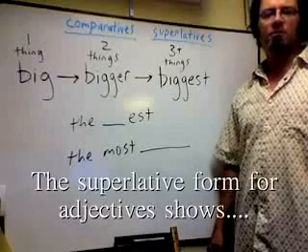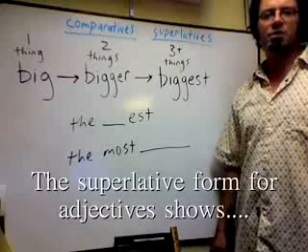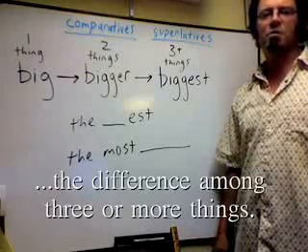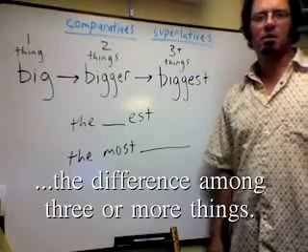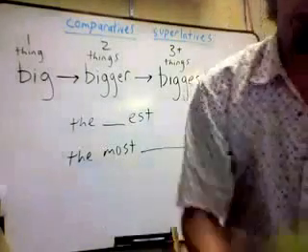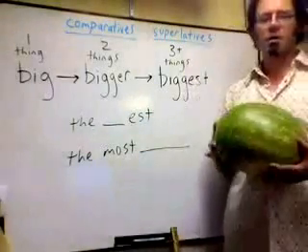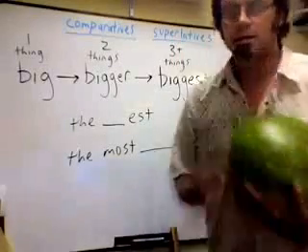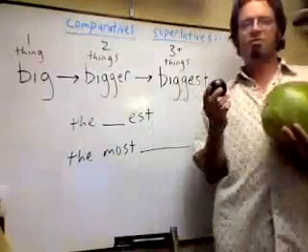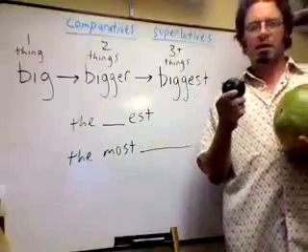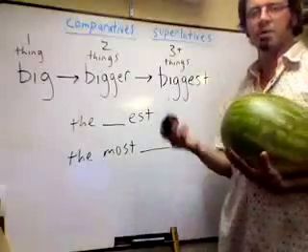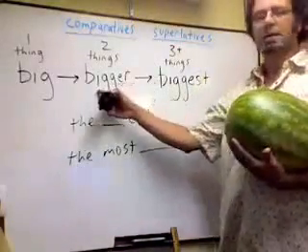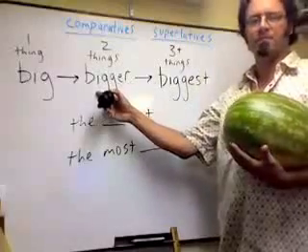The superlative form for adjectives shows the difference among three or more things. For example, if I have a watermelon, I can say the watermelon is big. And with two things, here's a plum, I can say the watermelon is bigger than the plum. And then I'm using the comparative form.